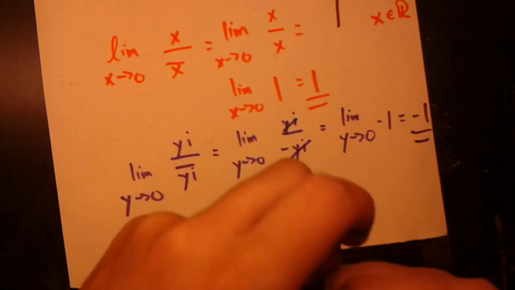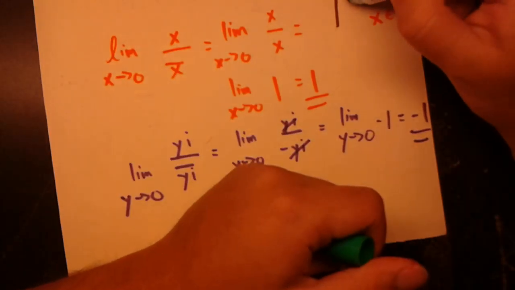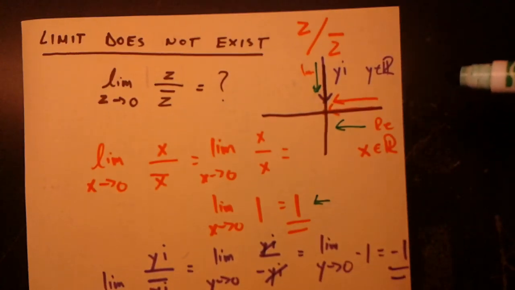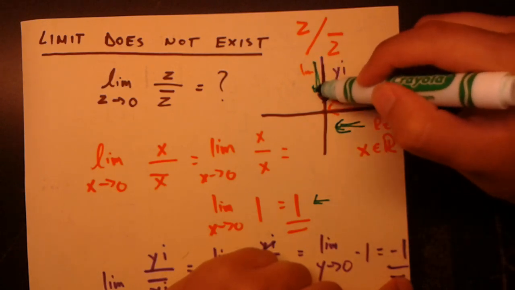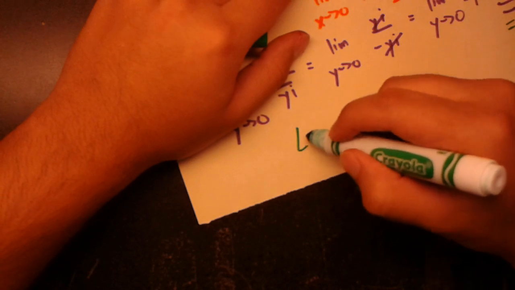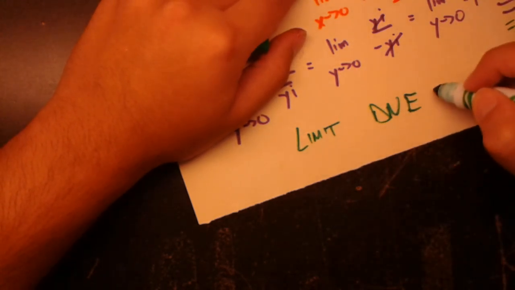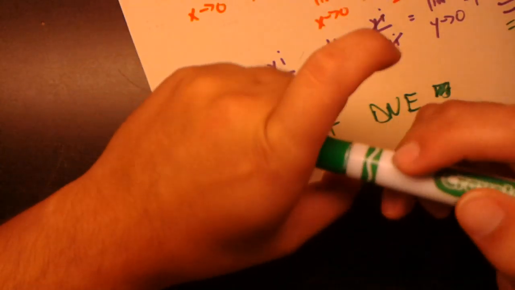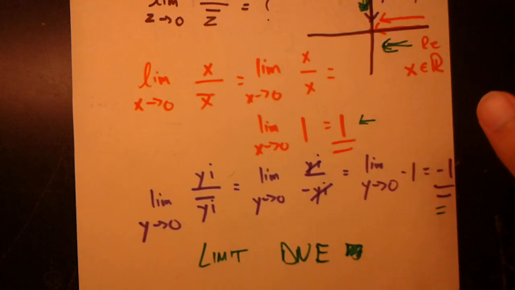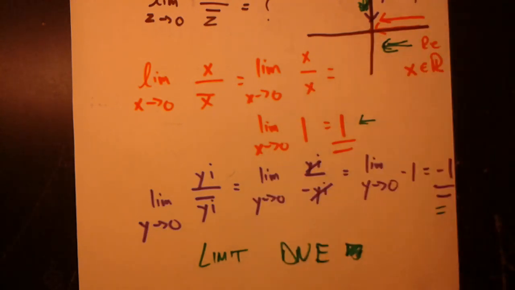So amazingly, we have arrived at this contradiction. If we approach from this direction, the limit is 1. But if we approach from this direction, the limit is minus 1. And that fact alone is enough to tell us that the limit does not exist. And then we are done. So that's the powerful thing about these limits. It might seem scary because there are so many ways to approach it, but at the same time, if you find two contradictory ways, then you're done with the problem. The limit does not exist.